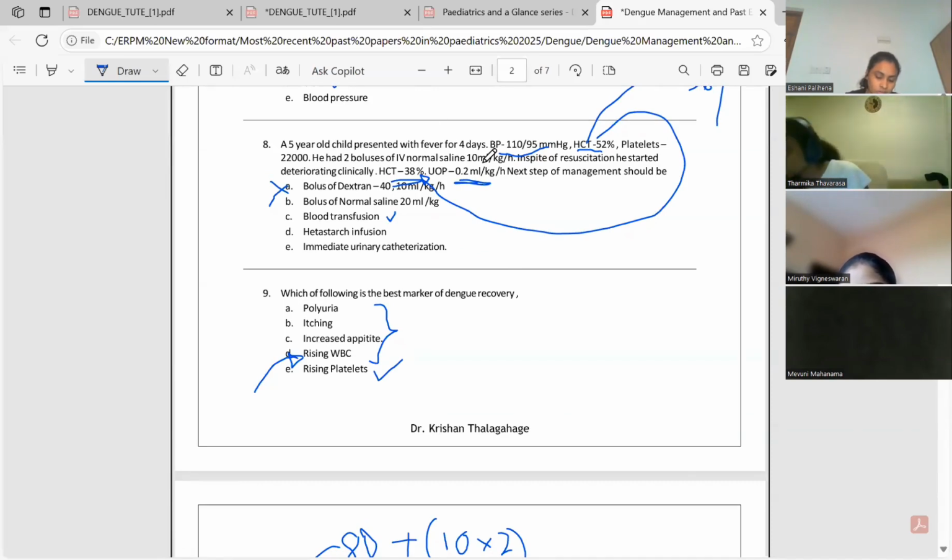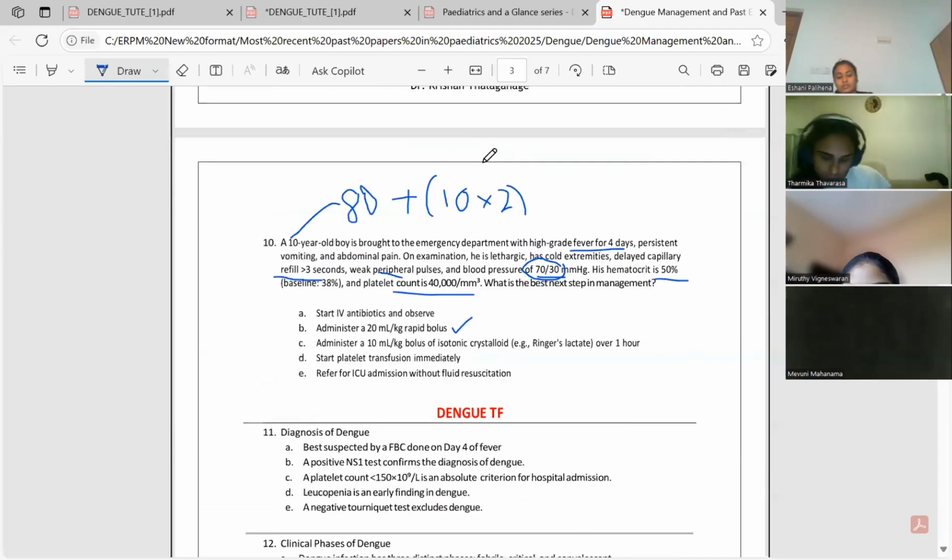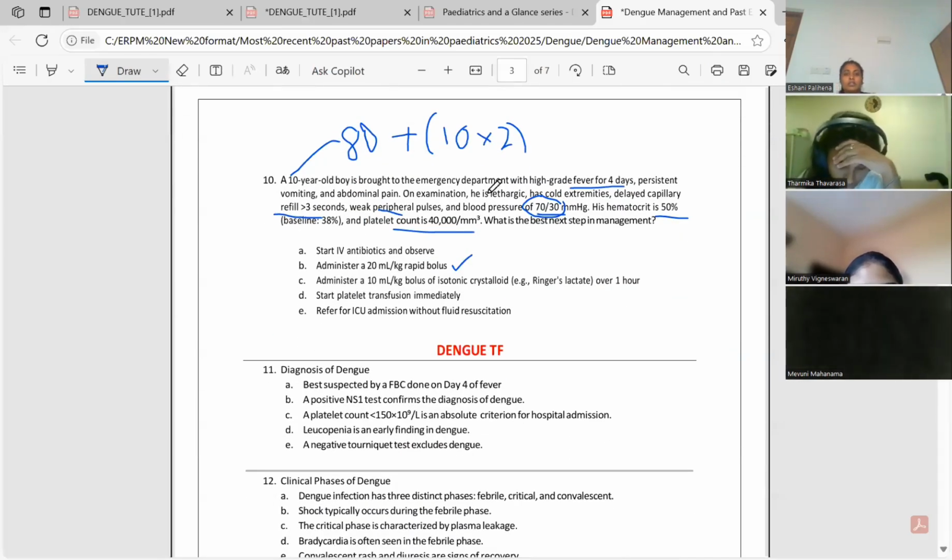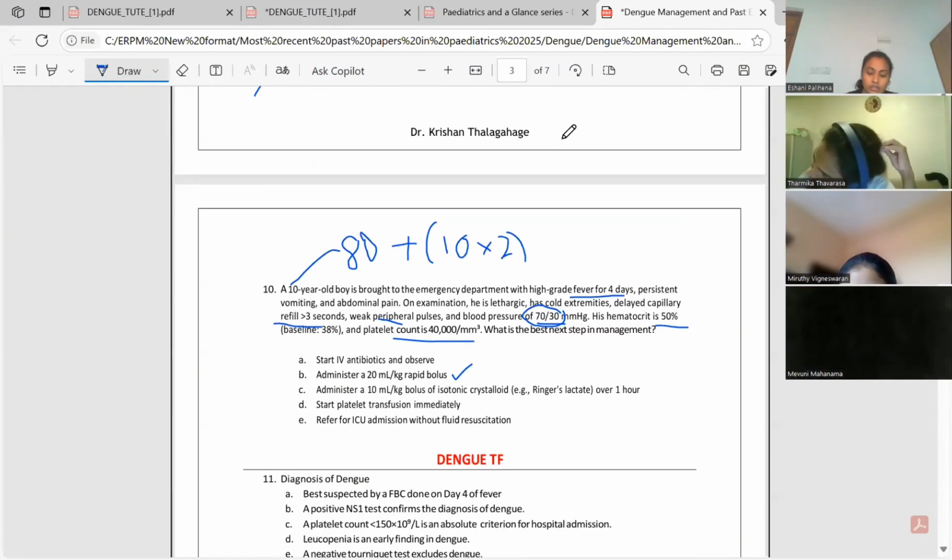Sir, regarding question 10, he has cold extremities, delayed capillary refill, blood pressure is recordable, and the peripheral pulse is weak. So why do we consider this decompensated rather than compensated in this case, sir?